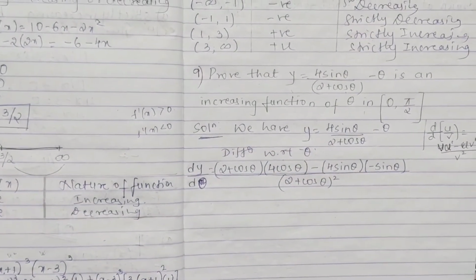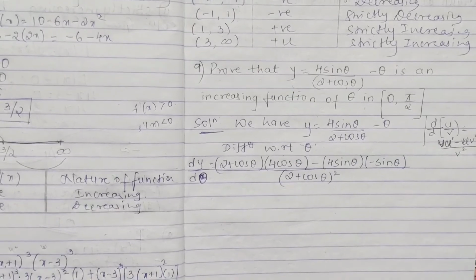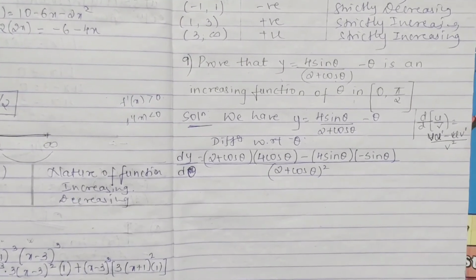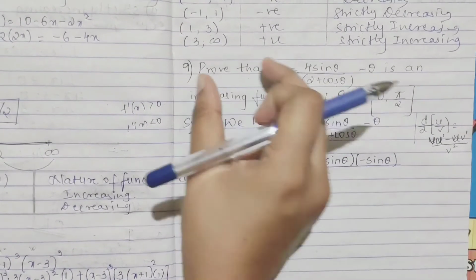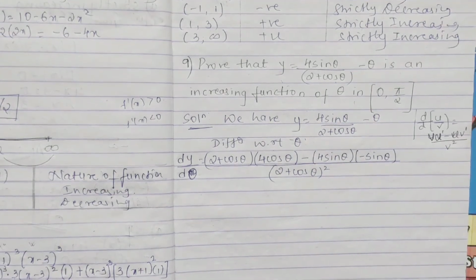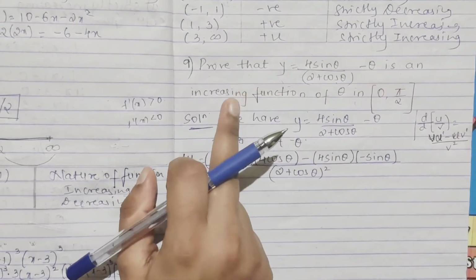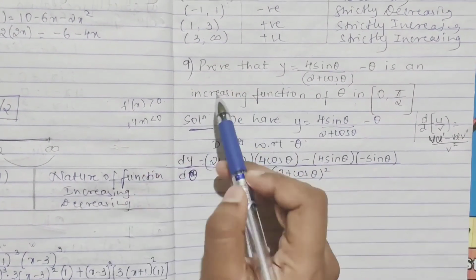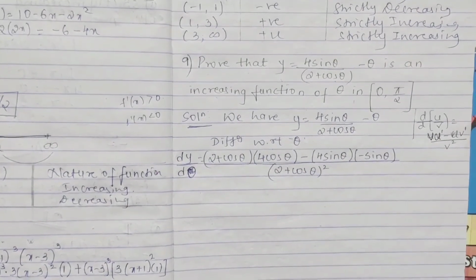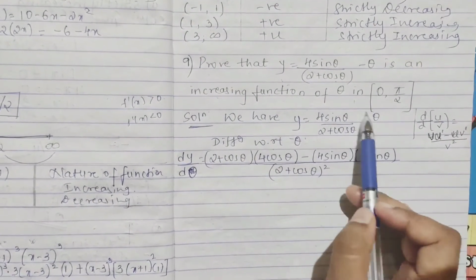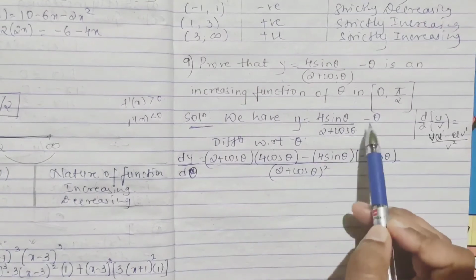Yes, whenever they are telling you to find intervals, as I have said, you have to equate f dash of x to 0 and find the interval. In this, the interval is already given, you have to just check what they are telling. You have to just prove it. Here they are telling increasing function, show it. So you have, take it, 4 sin theta by 2 plus cos theta, minus theta.